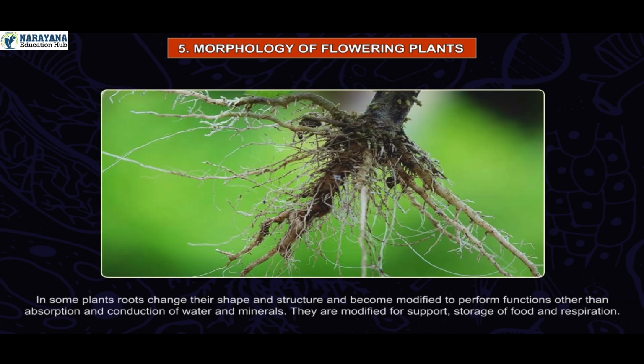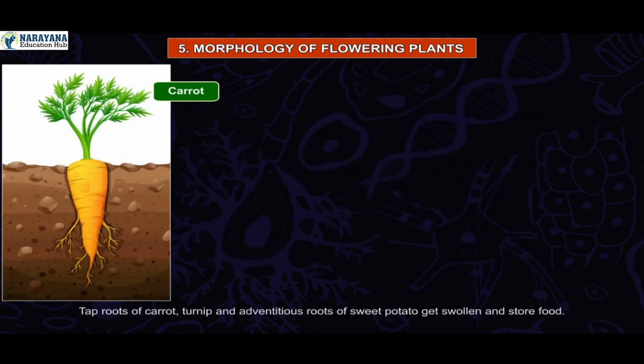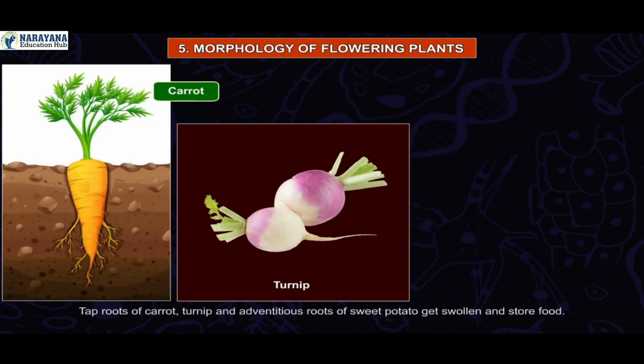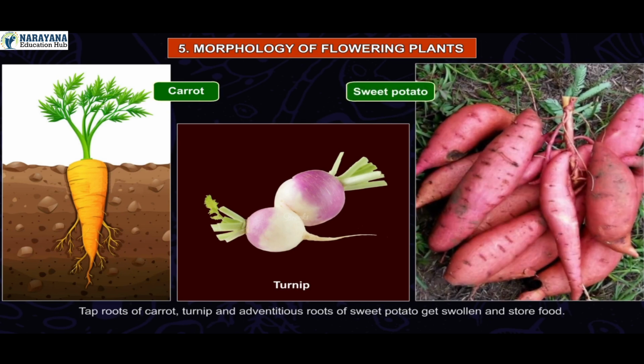Modifications of root. In some plants, roots change their shape and structure and become modified to perform functions other than absorption and conduction of water and minerals. They are modified for support, storage of food, and respiration. Taproots of carrot, turnip, and adventitious roots of sweet potato get swollen and store food. Can you give some more such examples?